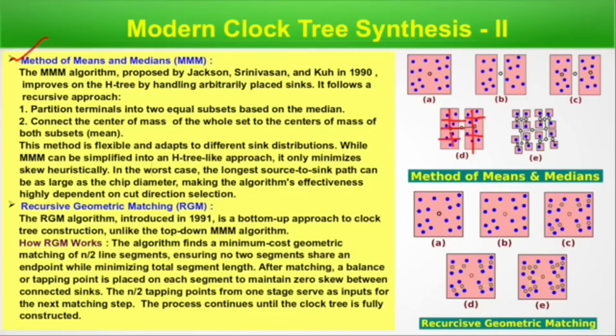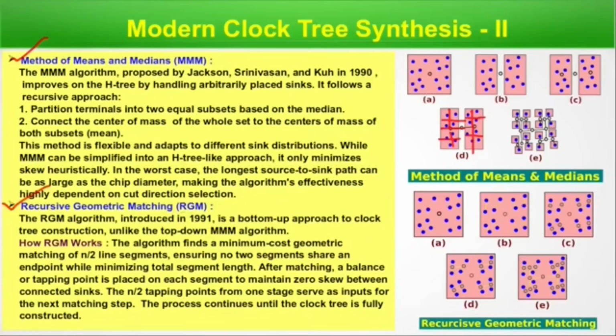While MMM can be simplified into an H-tree like approach, it only minimizes skew heuristically. In the worst case, the longest source to sink path can be as large as the chip diameter, making the algorithm's effectiveness highly dependent on cut direction selection. And this is an improvisation over H-tree, although it has a downside: the effectiveness of the algorithm depends on the cut direction selection.